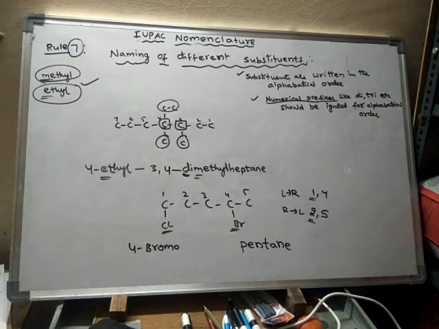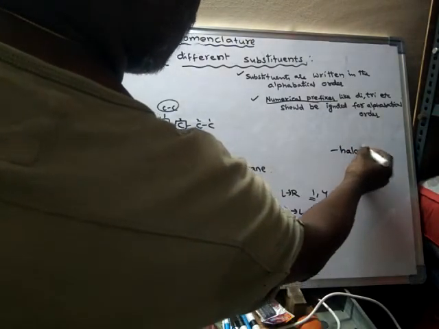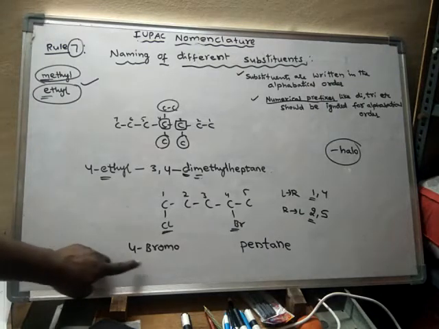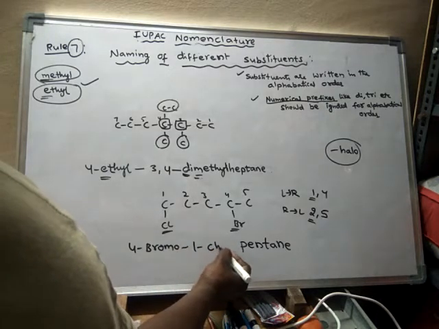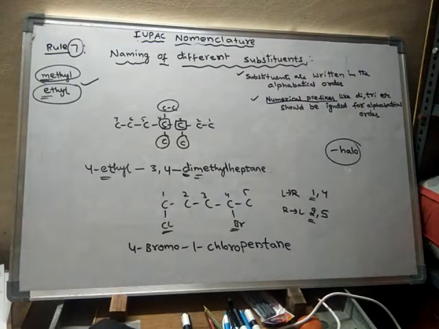Okay, because these are halogens. For halogens we have to write halo. So already I have given you in the table. So please go through those tables once. So 4-bromo and 1-chloropentane. So this is the name of the compound. 4-bromo-1-chloropentane is the correct name of the compound.